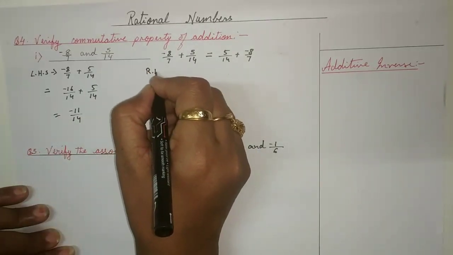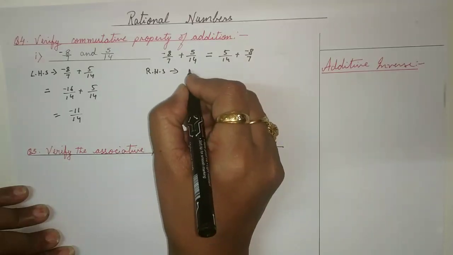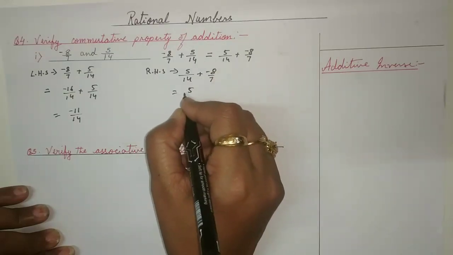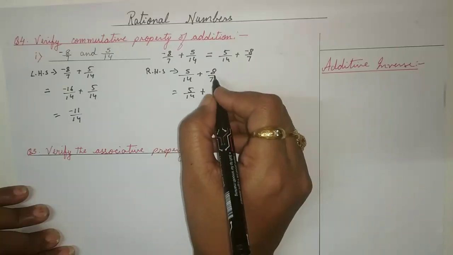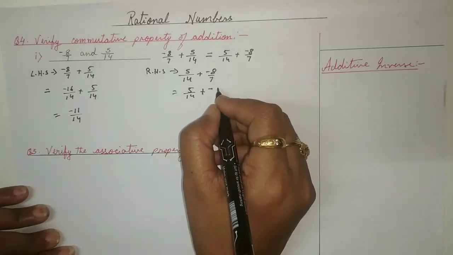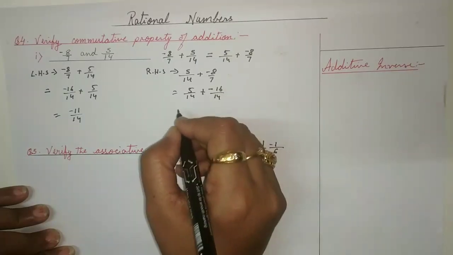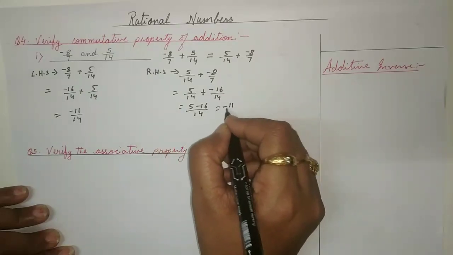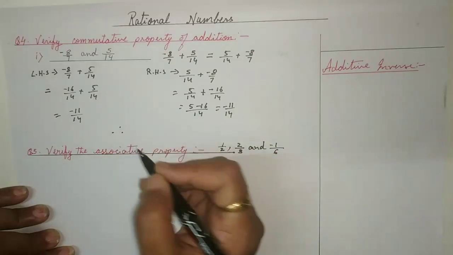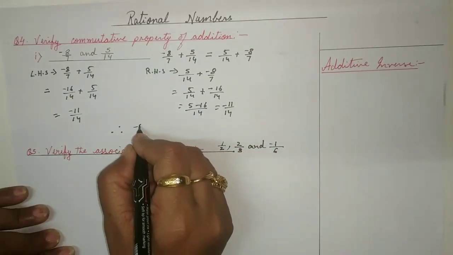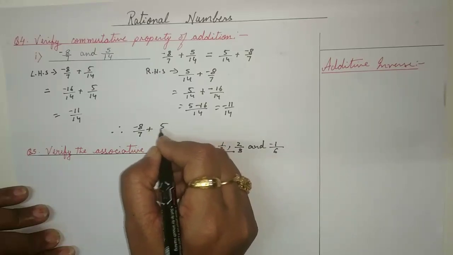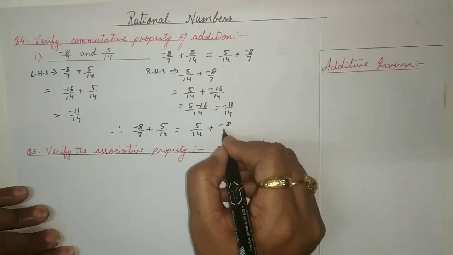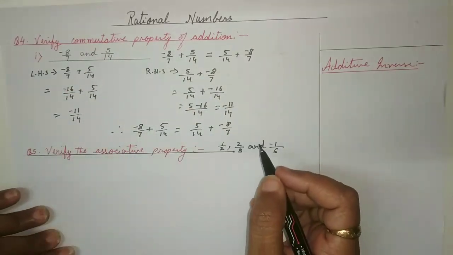And if we do the right hand side, we get 5 by 14 plus minus 8 by 7, which is equal to 5 by 14 plus, when I multiply by 2 here, it becomes minus 16 by 14. So 5 minus 16 is equal to minus 11 by 14. Therefore, it is proved that minus 8 by 7 plus 5 by 14 is always equal to 5 by 14 plus minus 8 by 7. So, commutative property is proved.